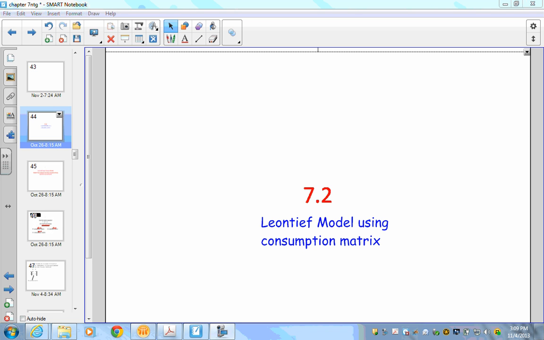Okay, in this video we're going to be going over section 7.2, which deals with the Leontief model. Remember, I pronounce it Leontief. It's probably pronounced better somewhere else. Using a consumption matrix. So let's go ahead and dive into what we're dealing with today.